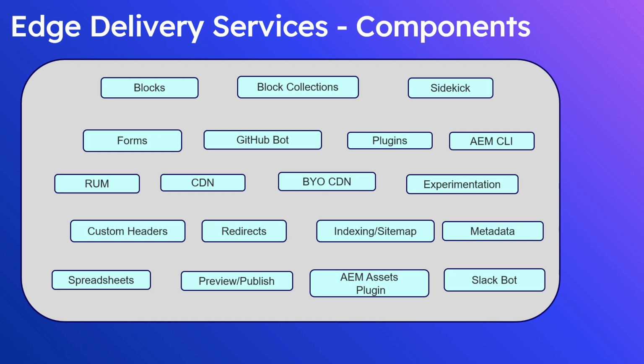Bring your own CDN. Customers can use their existing CDN infrastructure. This should be in front of the EDS Fastly CDN. As of now, Fastly, Akamai, Cloudflare and CloudFront CDNs are supported. The CDN caching is automatically purged by EDS services based on the changes. Experimentation. The built-in experimentation framework allows you to easily create and run tests without slowing down performance.